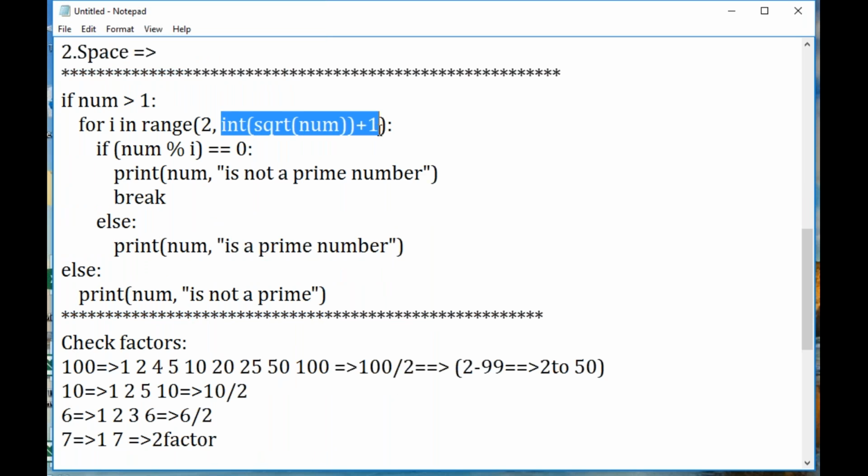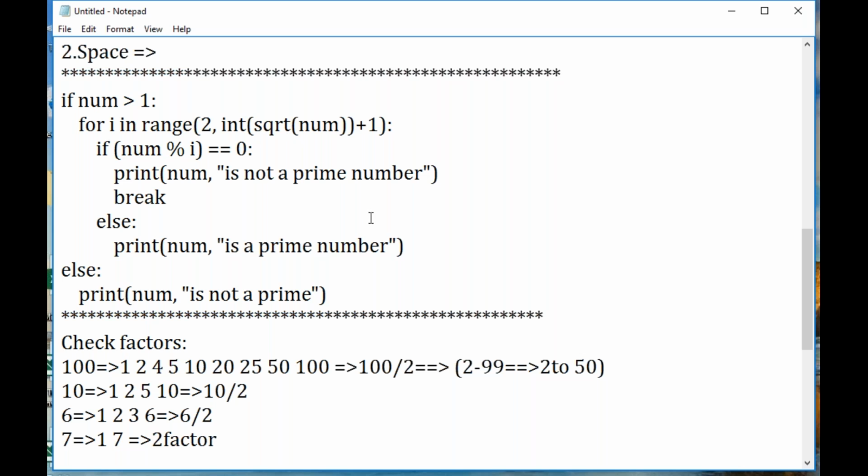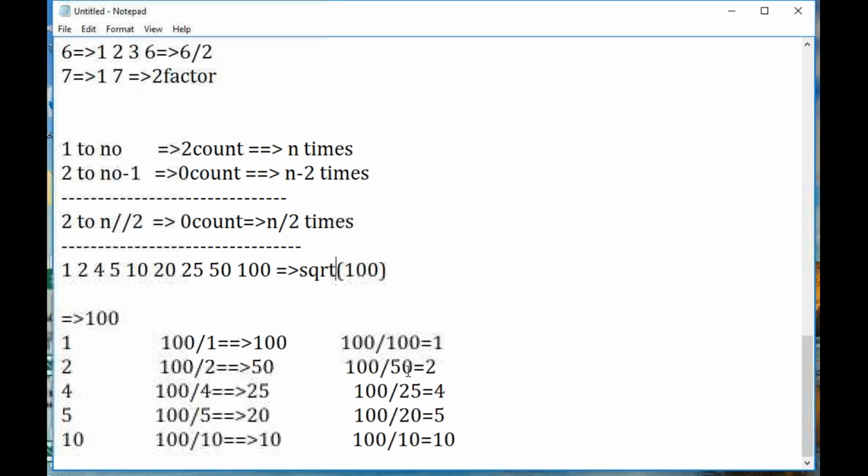The same logic, guys. Previously I mentioned n, which I optimized to n by 2 times. Again, I have modified it as square root of n time. So what happened here, the number of iterations is reduced. Your logic, what you have written, is n time. Here, your execution time has been reduced to a fraction. Clear how to optimize the program?